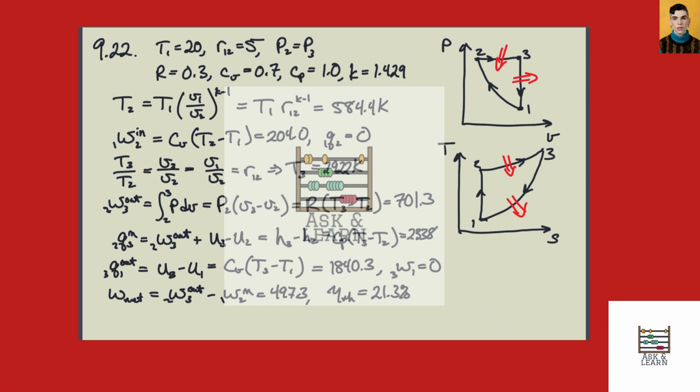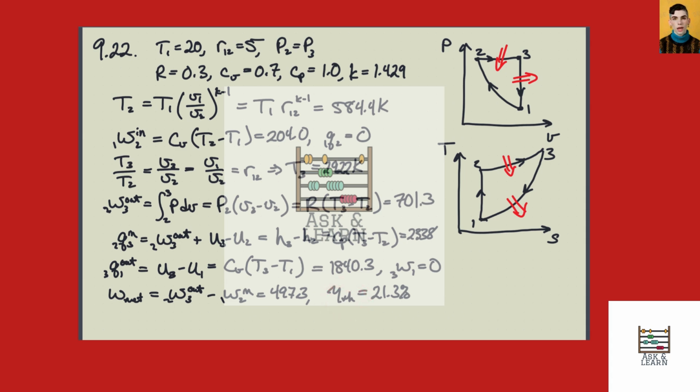So we can see here that this and this equals this, pretty much, close to it, within rounding errors. And so then we can figure out the efficiency because we know the net work out and we know the heat transfer in. So the efficiency is just this net work out divided by the heat we put in, and that winds up being 21.3%.